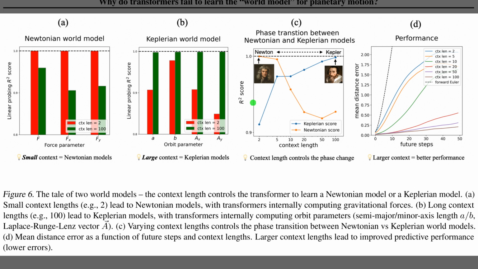Panel C plots this phase transition explicitly, where increasing context switches the model from a physicist calculating forces to a curve fitter. Finally, Panel D explains the trade-off, showing that the Keplerian model's global view actually yields lower long-term prediction errors.